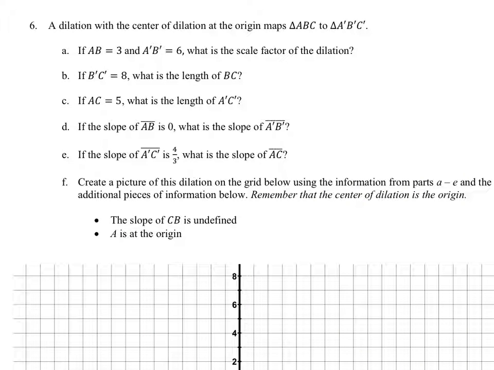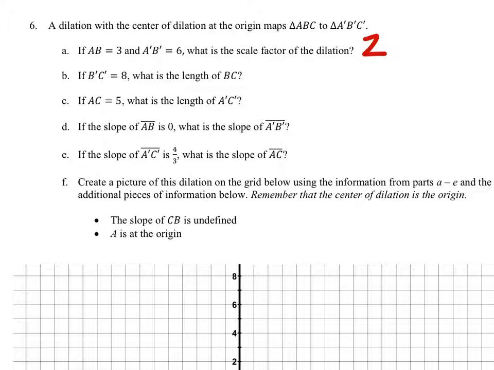Alright, we'll graph this in a moment. However, it just says with a dilation with the center of dilation at the origin, triangle ABC to triangle A prime, B prime, C prime. If AB is 3 and A prime, B prime is 6, what is the scale factor of the dilation? Well, we can see that 6 after the transformation is 2 times as big as 3. So the scale factor is 2.